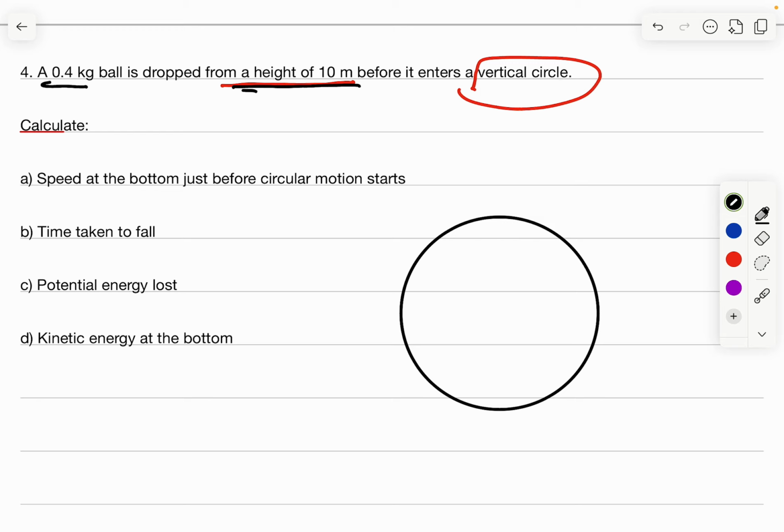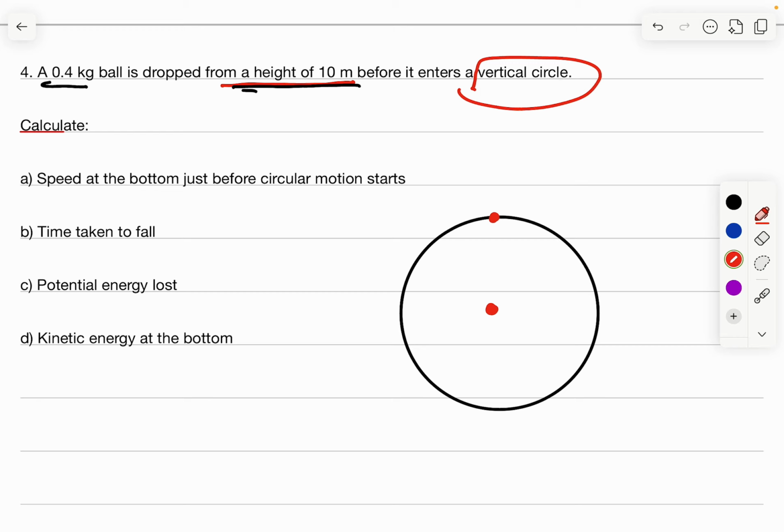Understand? So this question is kind of tricky. It's very tricky. For example, here they are talking about something very tricky that you have to keep in mind. They are talking about a ball dropped from a height before it enters a vertical circle. So before it enters a vertical circle, the object can be here, can be here, and that object was here. Understand?